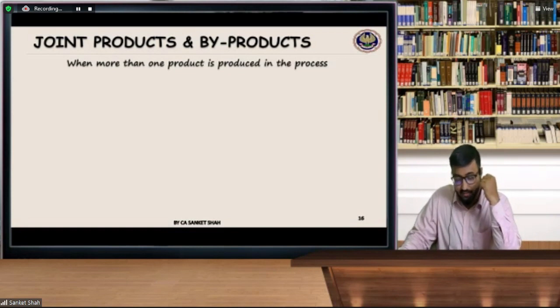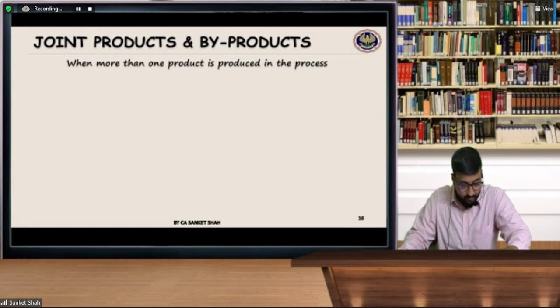How many methods are there? Yes, for joint product, byproduct. For byproduct there are only two methods, but for joint product how many methods are there? Okay. Physical measurement, that is, the quantity ratio, in which you will divide it. Second one, yes, quickly tell me the methods.